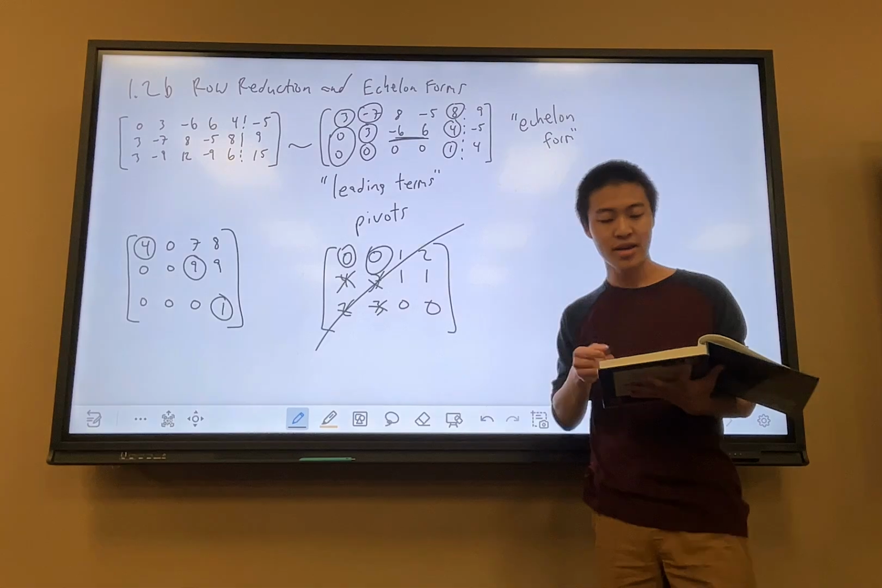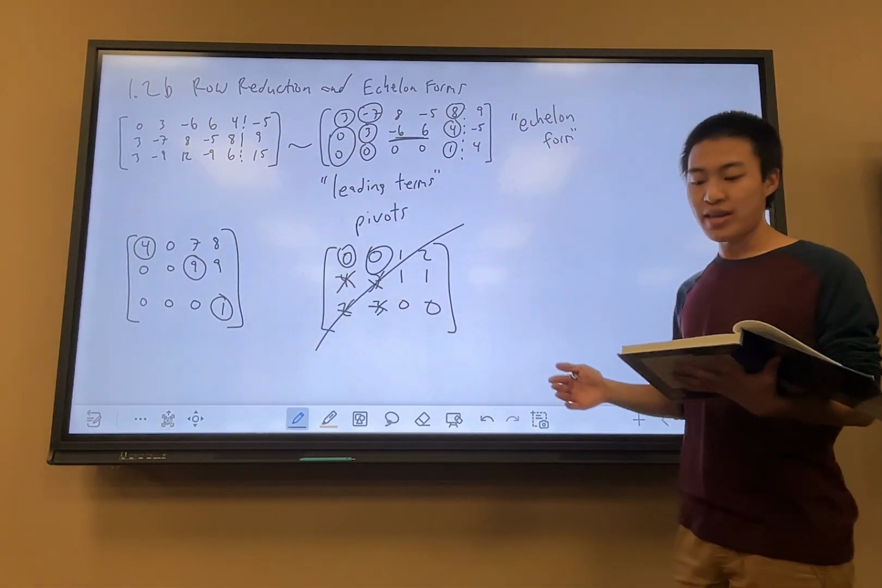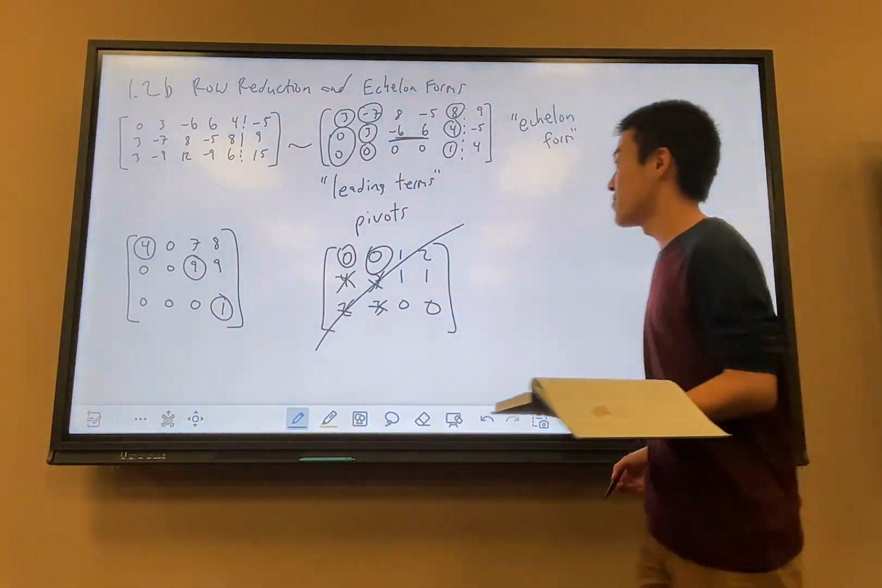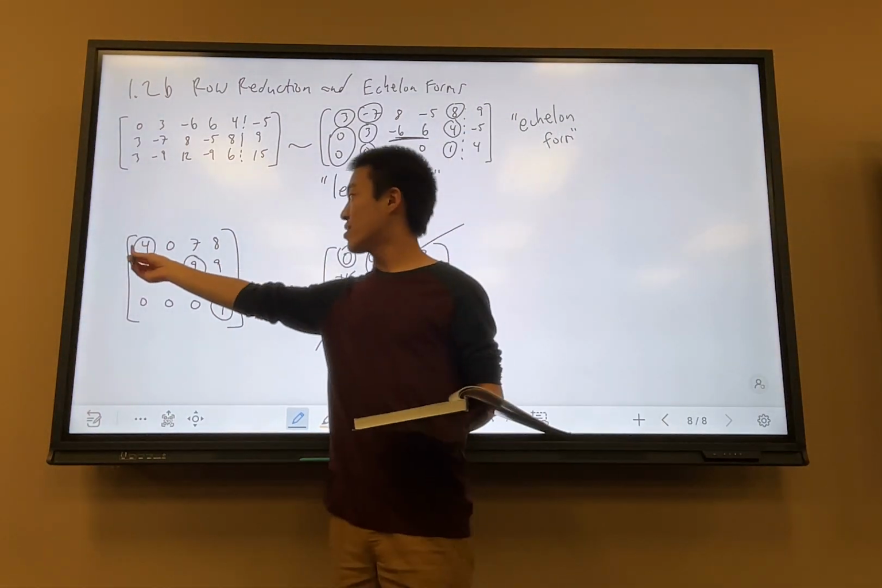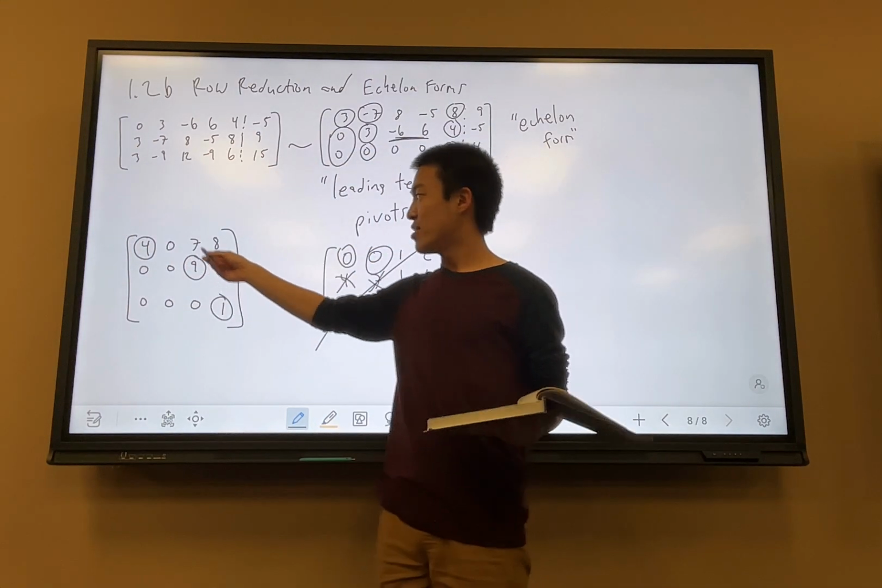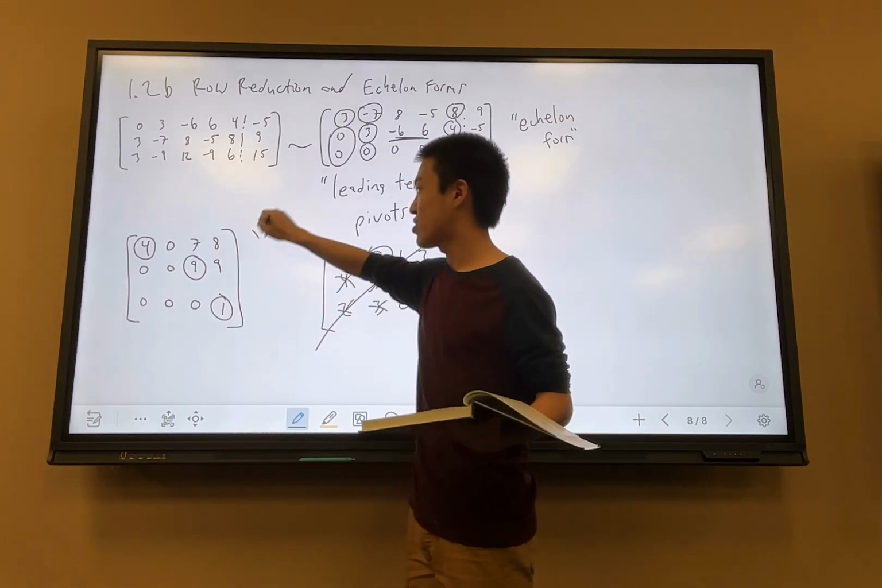The second property is that each leading entry of a row is in a column to the right of the leading entry of the row above it. And that's going to give us the staircasing pattern. So notice that the leading entry here is to the left, and then the next leading entry is somewhere to the right of it. And then this one is somewhere to the right, so this actually is fine.